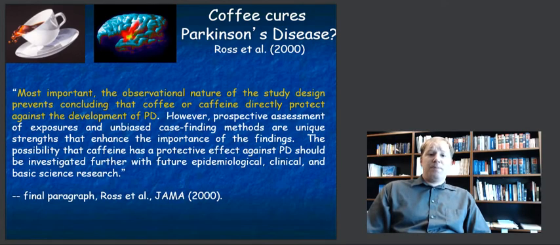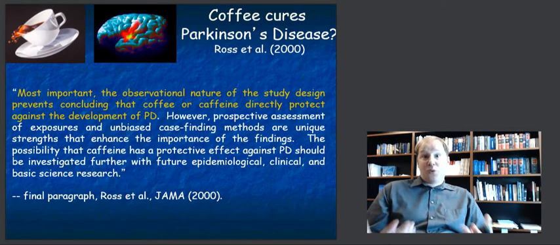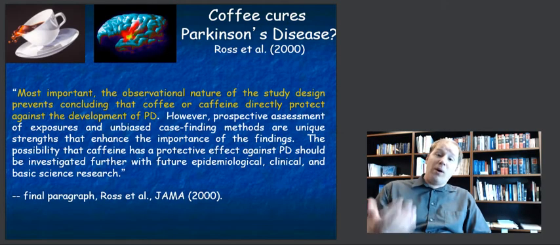They said, "Most important, the observational nature of this study design that we've undertaken prevents us from concluding that coffee or caffeine directly protect against the development of Parkinson's disease." In other words, we can't prove based on this study alone that Parkinson's disease can be avoided through use of caffeine or coffee. However, they point out, "The prospective assessment of exposures and unbiased case-finding methods that we use strengthened our observational study design and are unique strengths that enhance the importance of the findings."